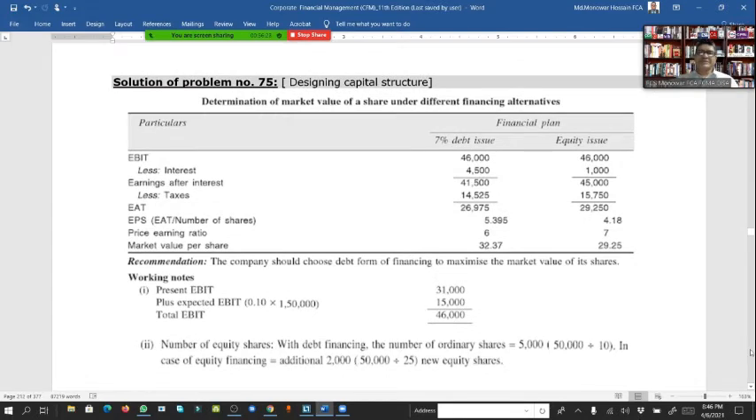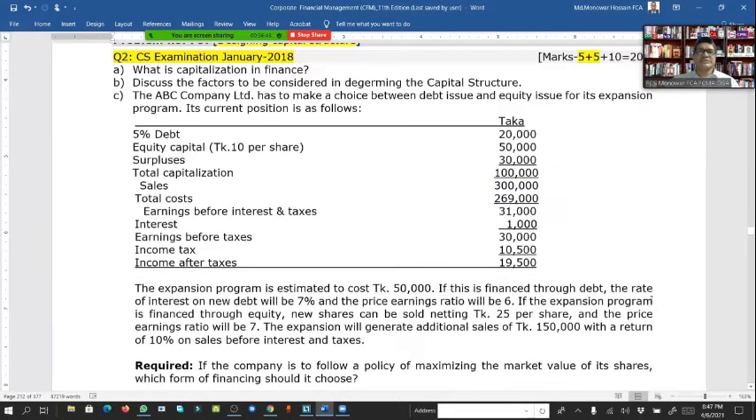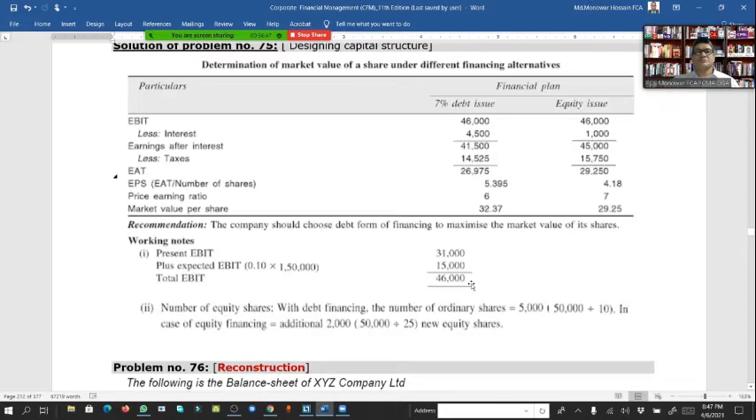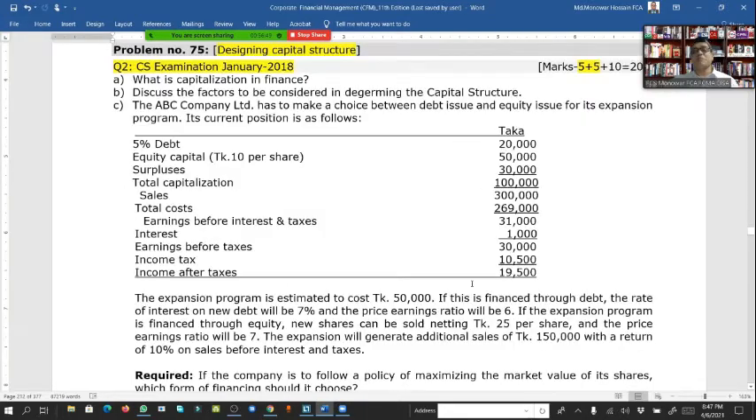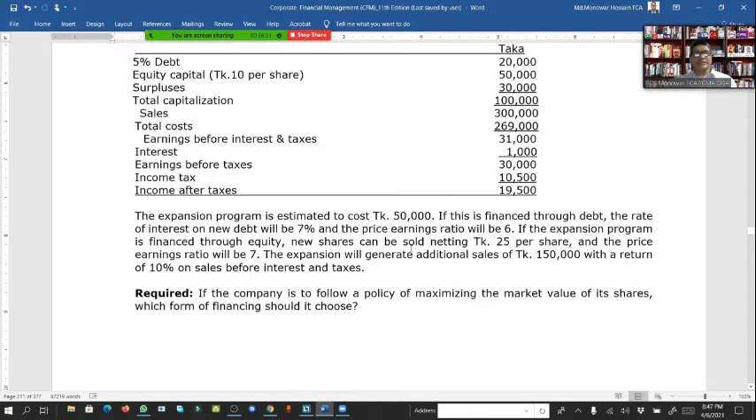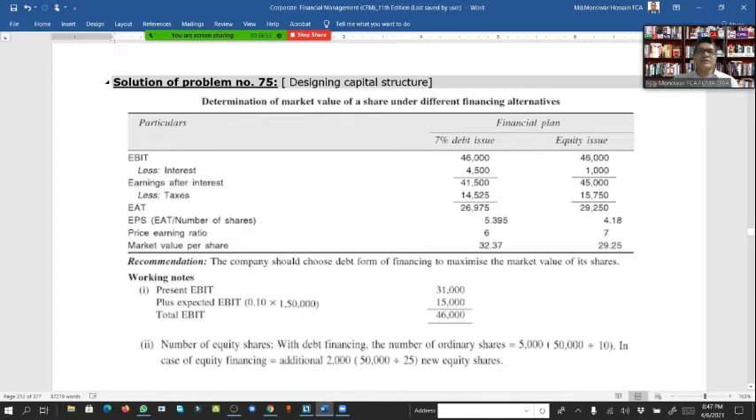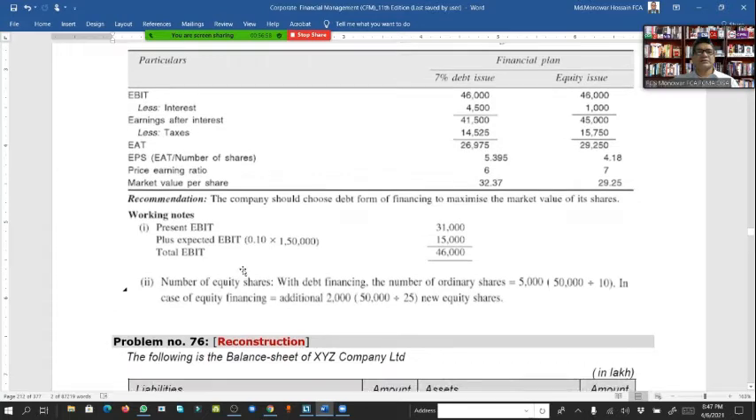Look here, this answer is taken from a book, just the same as the book. So that book may be M.I. Pandey or Khan Jain, etc. Just state that the math is here. The solution is here, this one. Just only changes rupee to taka, nothing else. Okay. So look here, designing capital structure is the math.